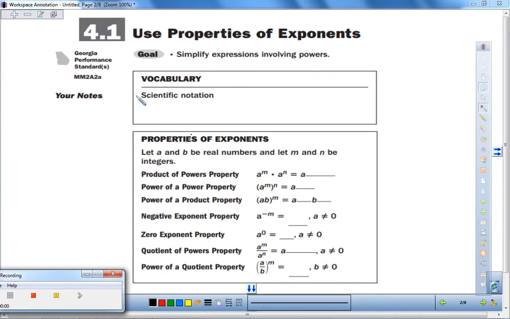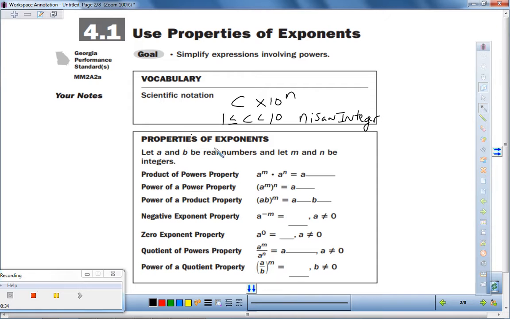Now our only vocabulary here is scientific notation, which takes the general form of this, where C is any number between 1 and 10. Well, actually it's less than 10. And we'll have 10 to the n power. Now n is an integer. So it could be really large or really small numbers is what we use this for, and it's used a lot in science, hence the term scientific notation.